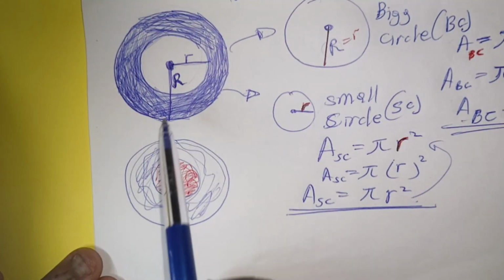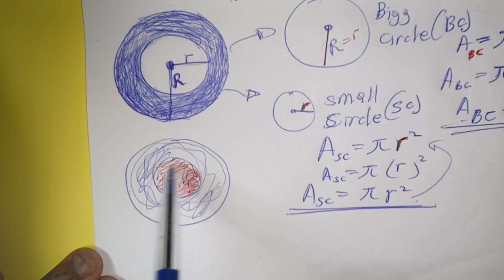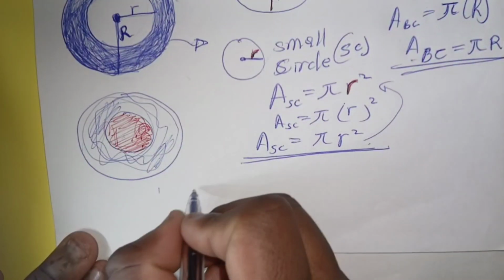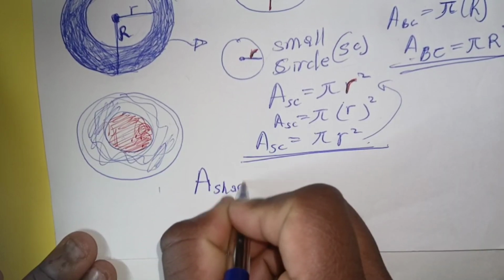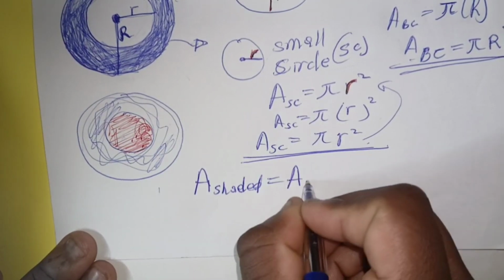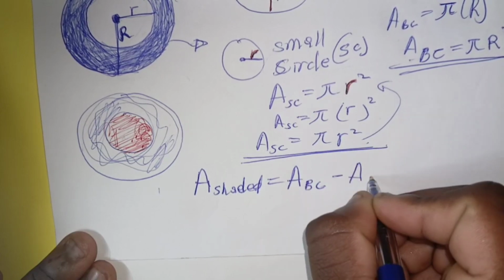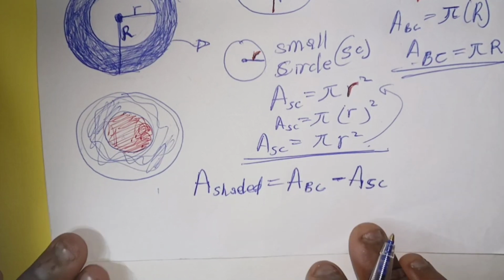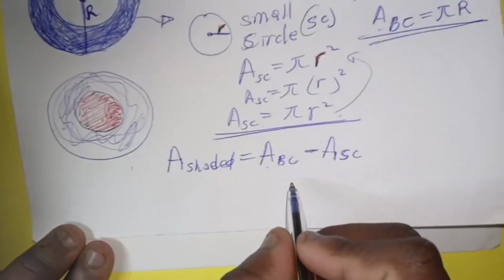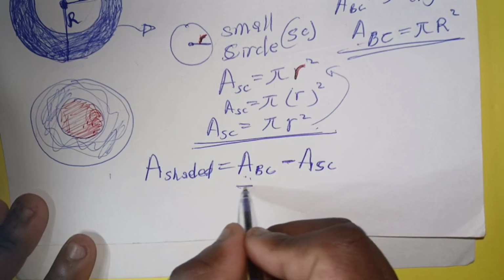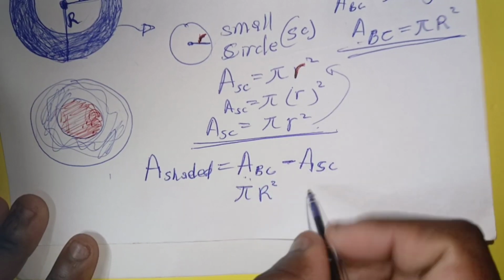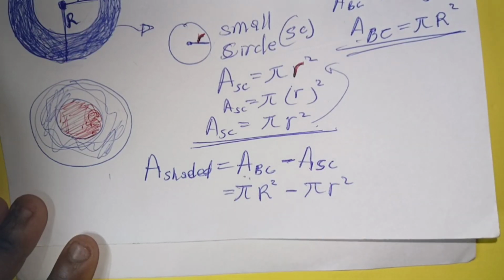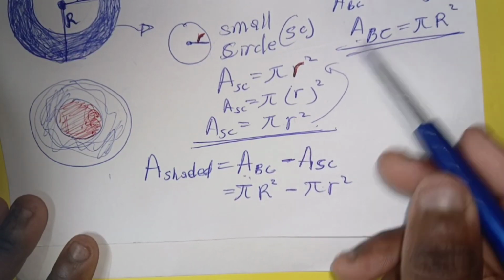Meaning now, to get the area of the shaded part, I must take out the small circle from the big circle. So the area of the shaded part is equal to the big circle minus the small circle. Do you see my study? When I substitute, I know the area of the big circle is pi R squared, and here it is pi r squared. I just substitute this thing here and that one there.